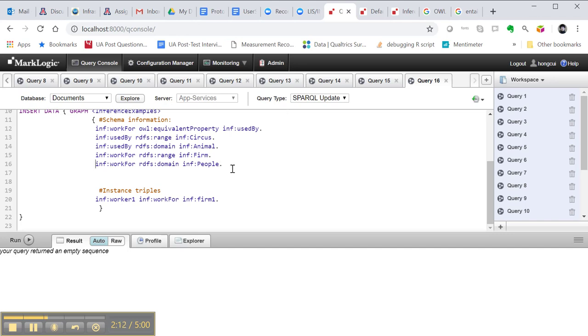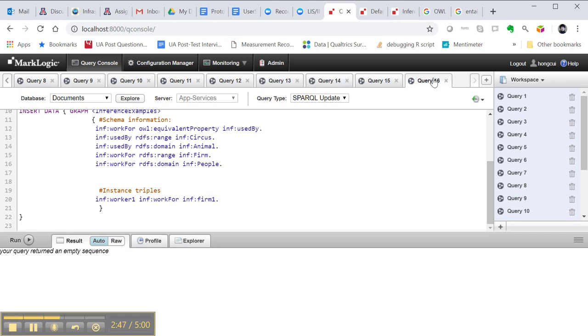Okay, so if I do this, as you can see, the computer doesn't know, but we as human beings can tell that animals are probably not equivalent to people, and firms are not equivalent to circus. But I want to show you how the system is going to reason, given this apparently inconsistent information. Remember, RDFS doesn't complain. It will just reason based on what you gave it.